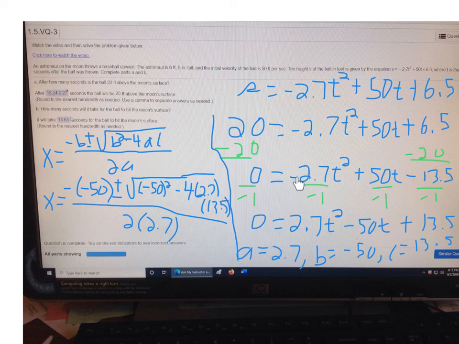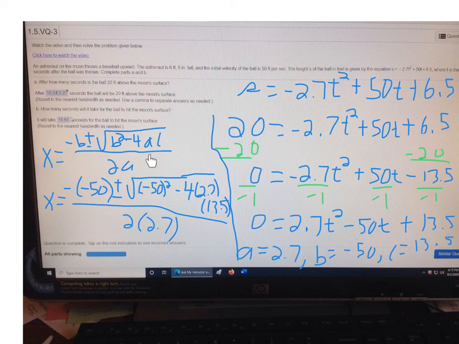I don't like for a to be negative, so I divide everything by -1. And so that gives me 0 equals positive 2.7t squared, minus 50t, plus 13.5. So then you've got to solve this. I've read previous sections on the quadratic formula, among other things. So a would be 2.7, b is -50, and c is 13.5.